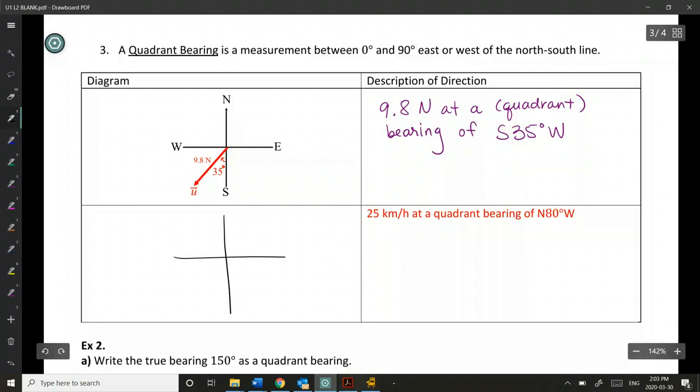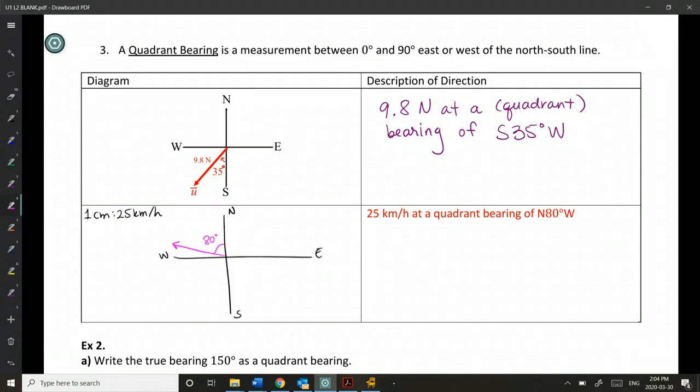All right, so if we want to draw the one below, we'll usually label out our north, south, east, west lines. We would typically come up with a scale. So you could choose a scale here, you'd say 1 centimeter is equivalent to 25 kilometers per hour if you wanted to. And then you can just draw a 1 centimeter long vector. So it's going to start at north and go toward the west. And this will be 80 degrees here. Okay, and then you would label this as, maybe it's vector W again, and you would label this as 25 kilometers per hour. Okay, and because you created this scale here, you can make your line 1 centimeter long.